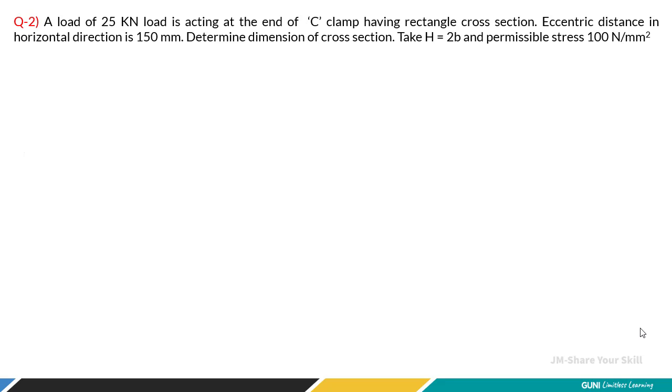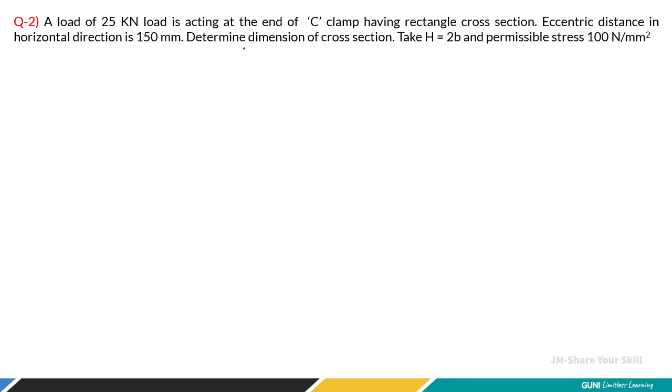Students, in this problem, the load given is eccentric. So this whole numerical belongs to eccentric loading theory. A load of 25 kilonewton is acting at the end of a C clamp having a rectangular cross section. The eccentric distance is given as a horizontal distance of 150 millimeter.